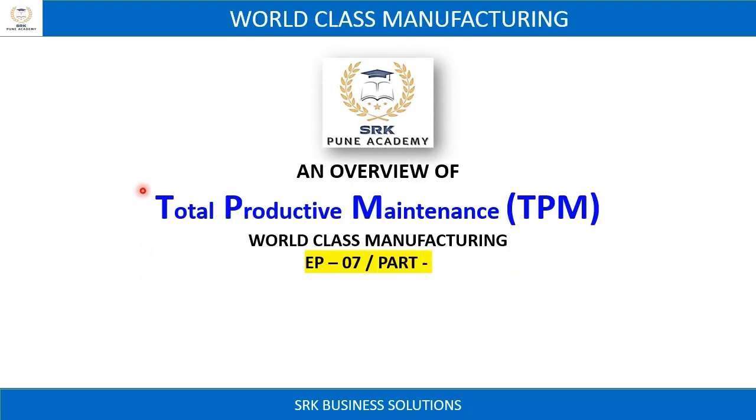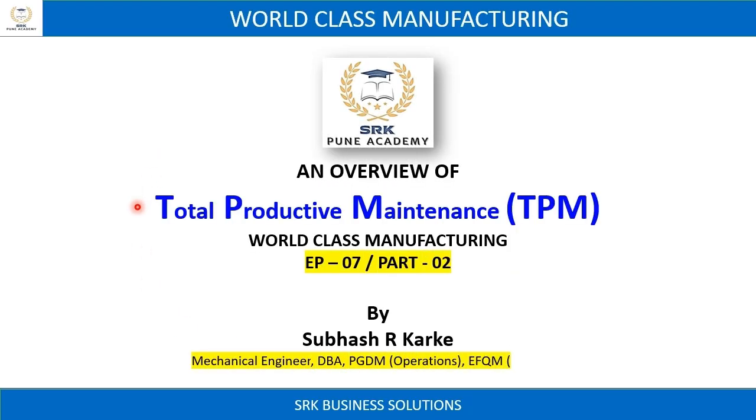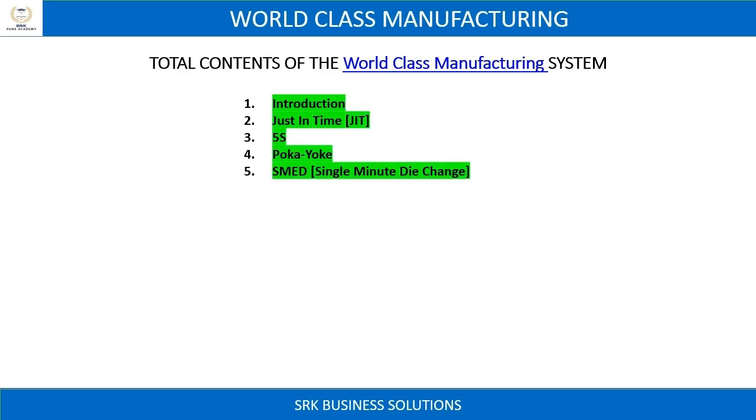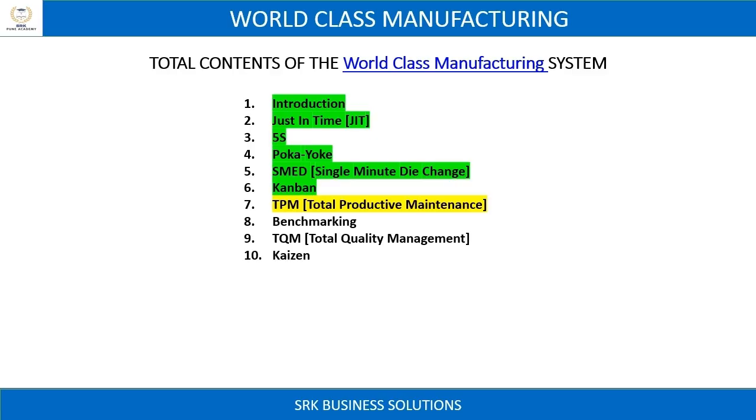In our world-class manufacturing system, today we will study topic number 7, that is Total Productive Maintenance, Part 2. In world-class manufacturing system, till now we have completed 6 topics, whose video links are given in the description below. In the upcoming videos, we will complete all the remaining topics, so please stay with the channel.